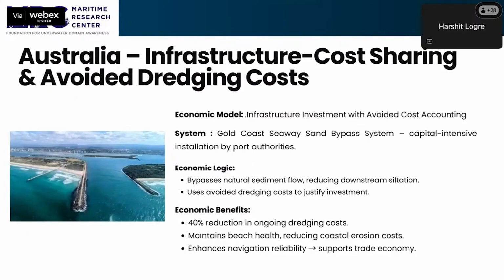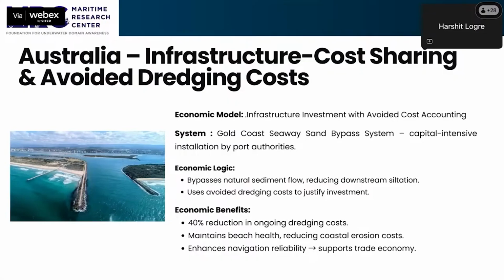Next one is of Australia, that is infrastructure cost sharing and avoided dredging cost. The economic model it follows is infrastructure investment with avoided cost accounting. The system it follows is the Gold Coast Seaway sand bypass system, a capital-intensive installation by port authorities. And the economic logic it follows is that it bypasses natural sediment flow, reducing downstream siltation, and uses avoided dredging cost to justify the investment.